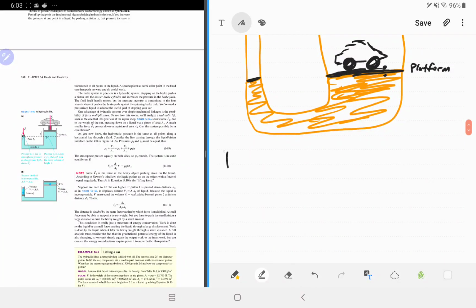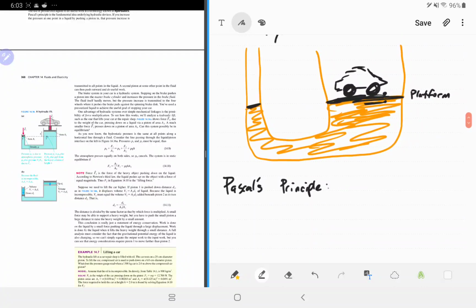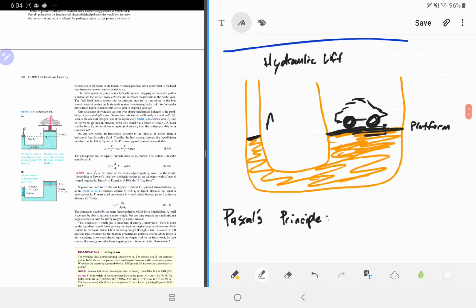What Pascal's principle says is that whatever increase in pressure the fluid is going to feel, and the fluid right here, just below the platform, is going to feel an increase in pressure. It's going to go from atmospheric pressure to the weight of the car divided by area. So let me start to write down some numbers here. This is A1 and A2, and we have m car g as the weight of the car.